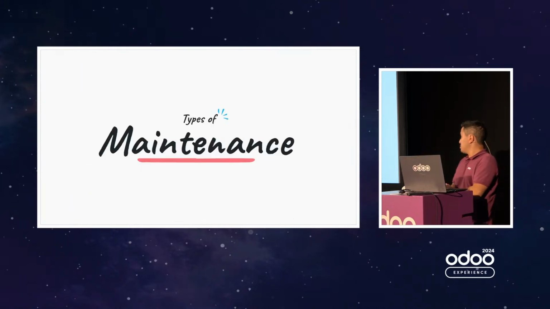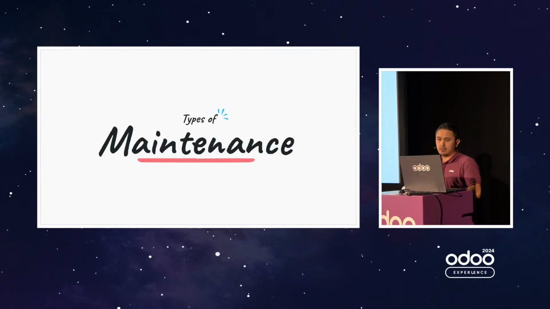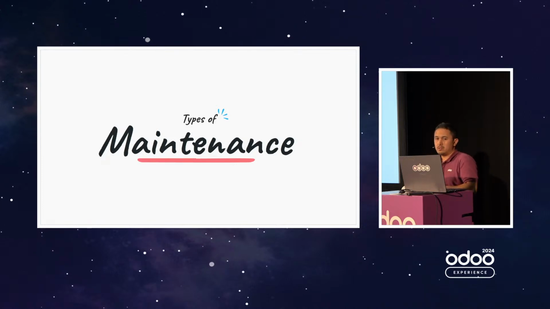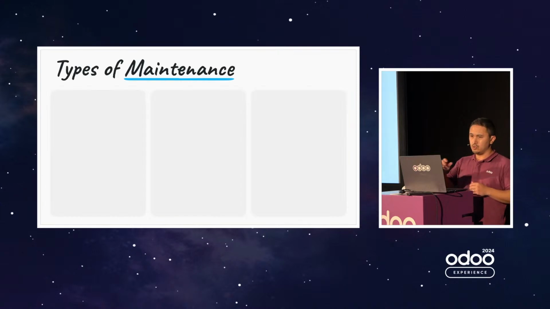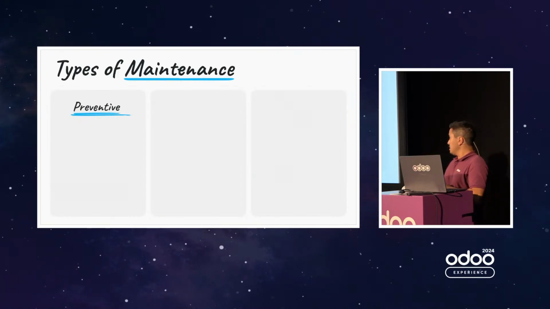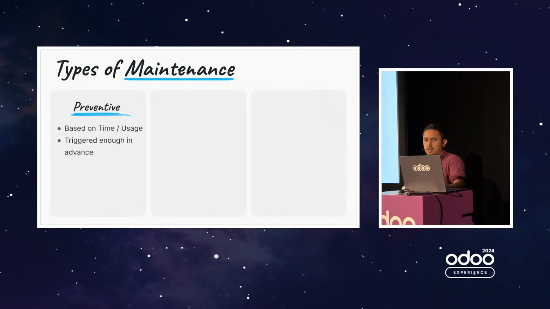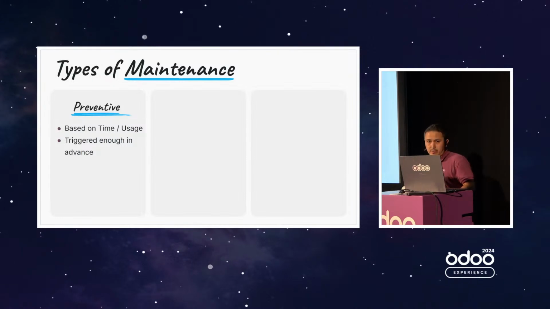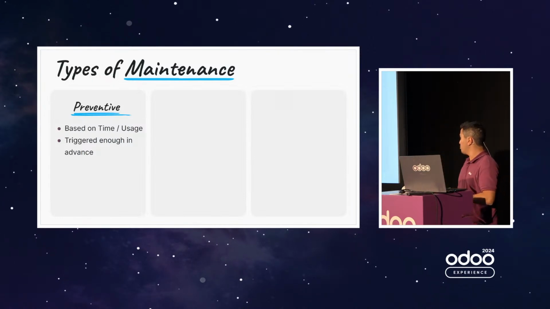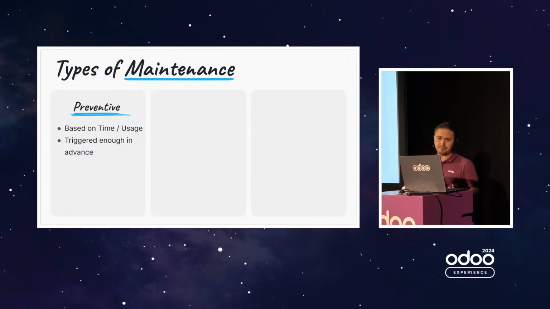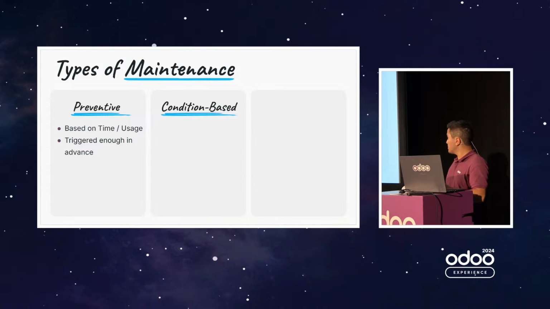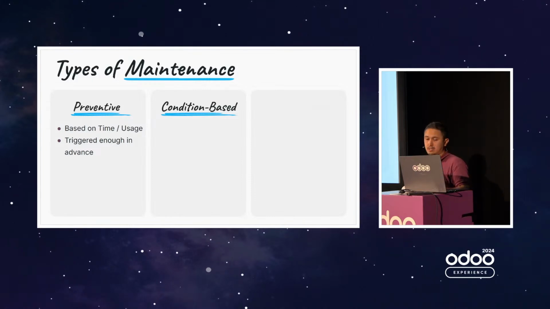That being said, now that you know how bad an unplanned downtime is, let's talk about the different types of maintenance and how we can manage each of them in Odoo. The first one is preventive maintenance. This is something based on time or the usage of an equipment, and it's triggered enough time in advance to avoid a failure.